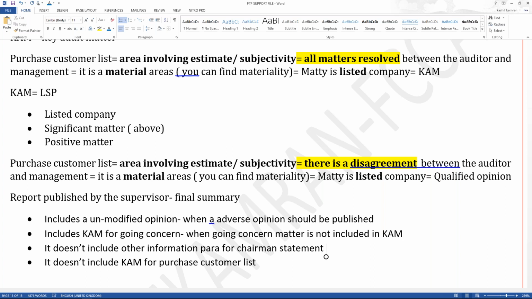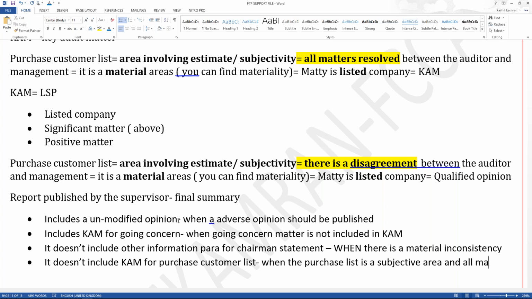It doesn't include the other information para for chairman statement when there is a material inconsistency. It doesn't include CAM for purchase customer list when the purchase list is a subjective area and all matters are resolved. So everything, when you say something is wrong, you have to justify this. When you say something is right, you have to justify this. So if there is something wrong in the audit report, you have to justify why it is wrong. And if there is something right in the audit report, you have to justify why it is right.